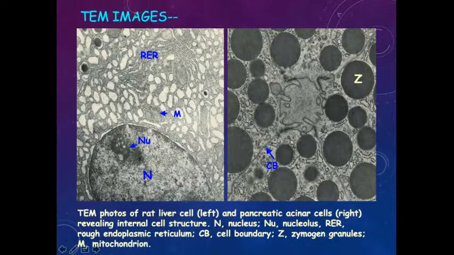And these are some more TEM, transmission electron microscope images of rat liver cells on the left side and pancreas acinar cells on the right hand side, revealing the internal cell structure. So you have the nucleus, nucleolus, rough endoplasmic reticulum, CB, cell boundary, zymogen granules, and mitochondria.